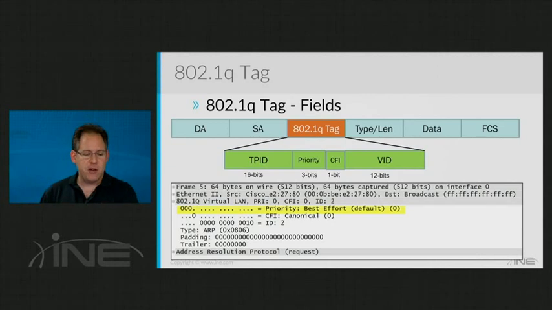You can see the various different fields right here. The tag begins with a tag protocol identifier, which is basically like an Ethernet type code. And you don't see it here in the sniffer trace, but the tag protocol identifier is always the same number.